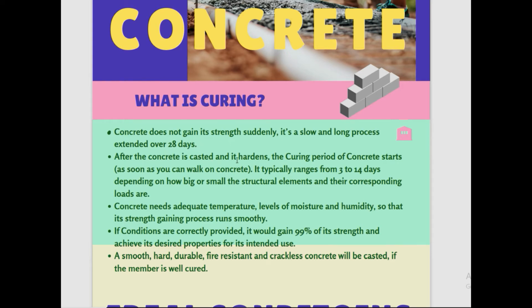After the concrete is casted and it hardens, by hardening I mean it's suitable enough for us to walk on it without any damage, that's called when the concrete hardens, all right? So when you're able to walk on concrete and you don't see any damage, it means the concrete has hardened. So the curing period of concrete starts as soon as you can walk on concrete. The curing period typically ranges from 3 to 14 days, depending on how big or small the structural elements and their corresponding loads are.